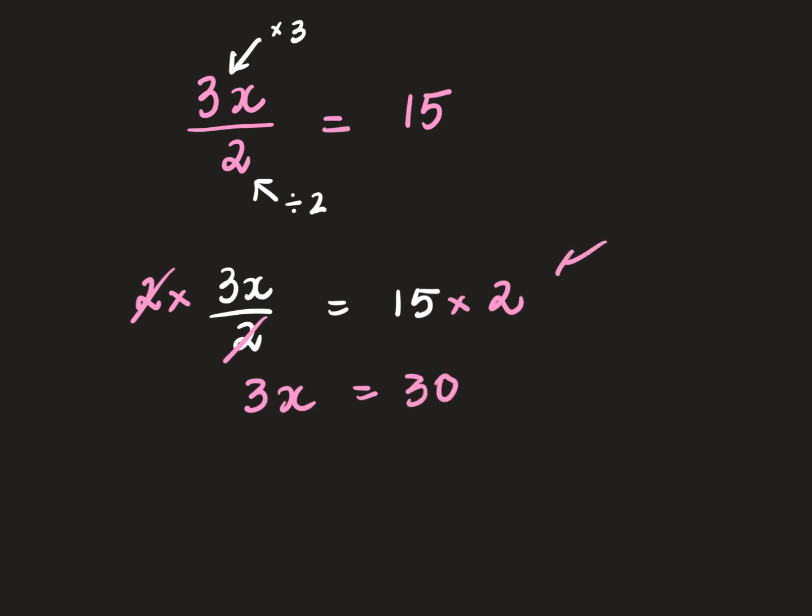Now, if your number facts aren't great to do in your head, that's not a problem. Just use your calculator for things like that. Now I'm left with 3x equals 30. Well, divide by 3, cancel, x equals 10. Let's look at another one of those.